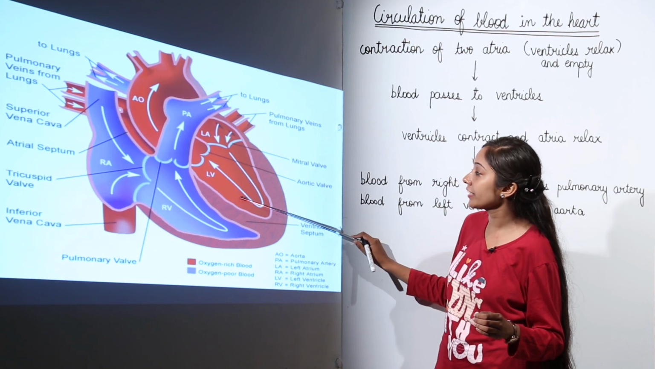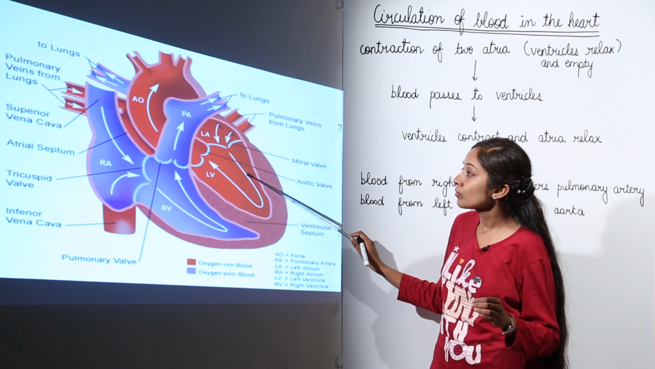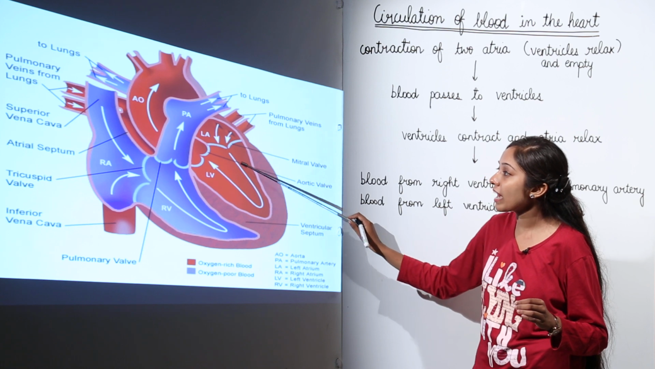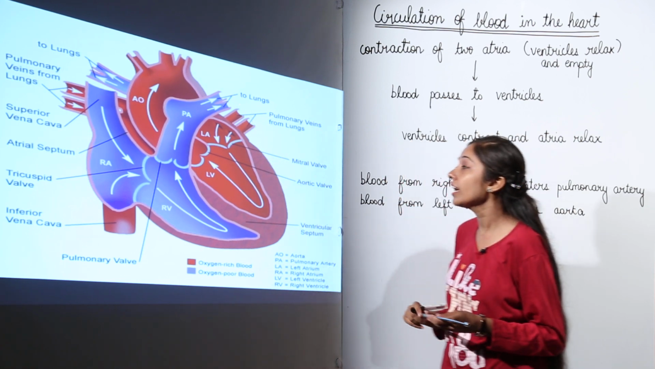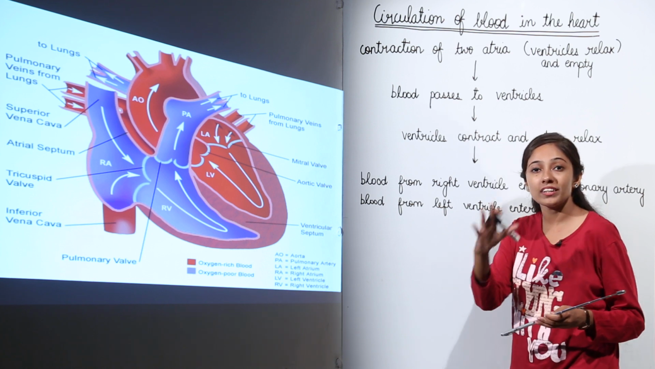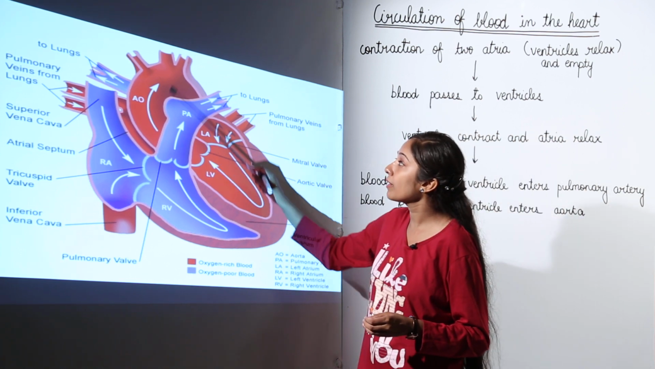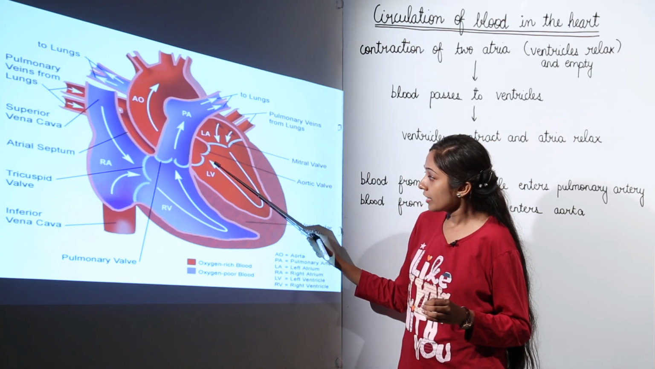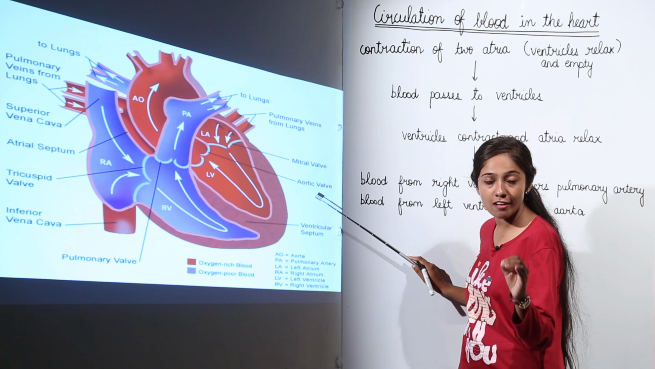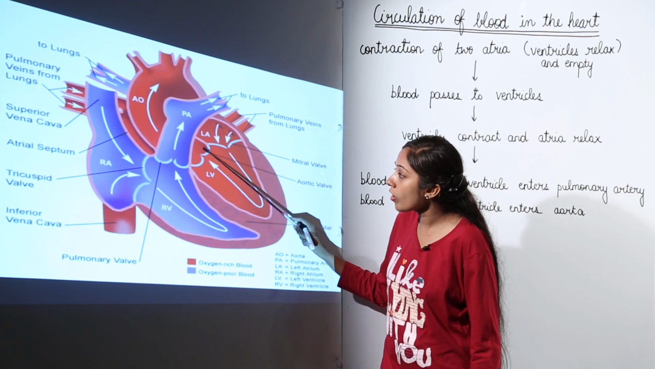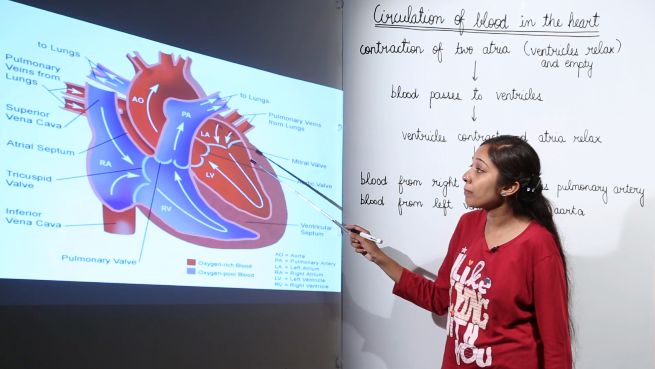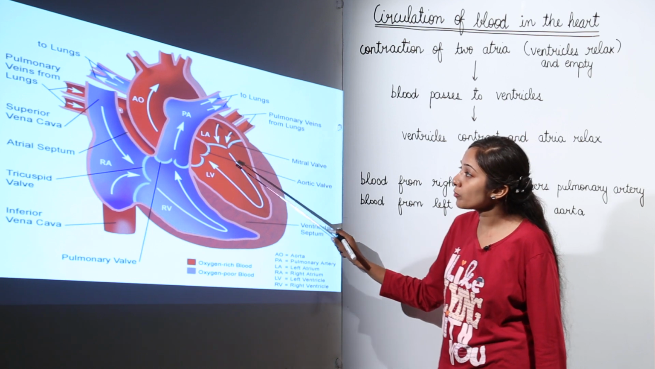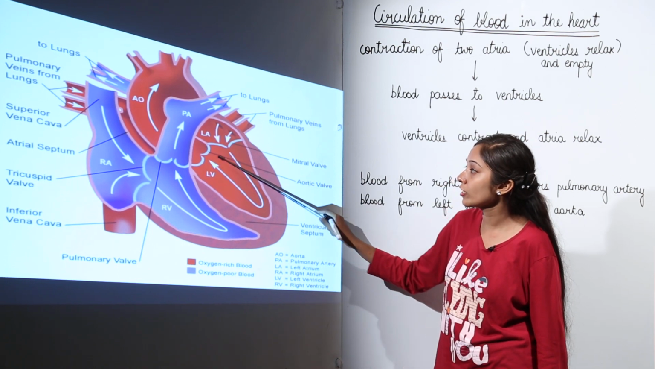Now, from the left ventricle, the blood is going to pass to the aorta, and through the aorta, the blood is going to pass to the body parts. So, blood is going to pass to the body parts through this aorta. Now, here we have the aortic valve. So, what is the aortic valve going to do? It is again going to prevent the backflow of the blood from the aorta to the left ventricle, right? It is going to prevent the backflow of the blood. Here we have this aortic valve.